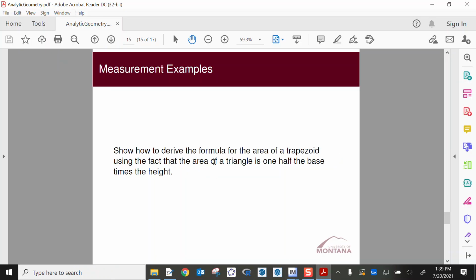So let's derive the formula for the area of a trapezoid using the fact that the area of a triangle is 1/2 the base times the height. Okay, so you've probably seen this derivation before, but let's just make sure that we're all on the same page, because this is what I'm going to use to teach your GeoGebra lesson this week.